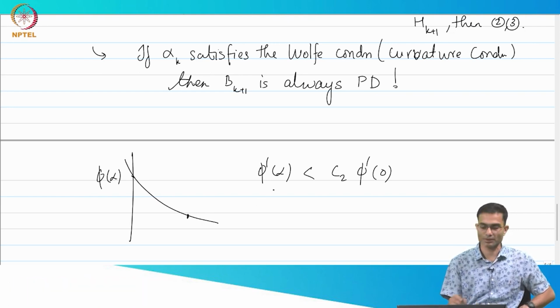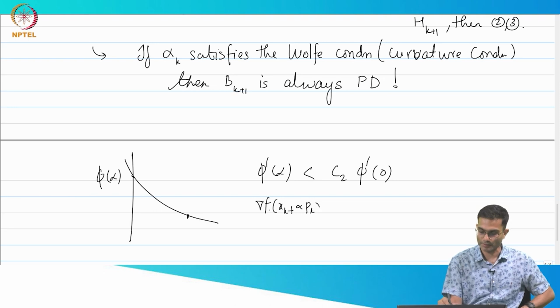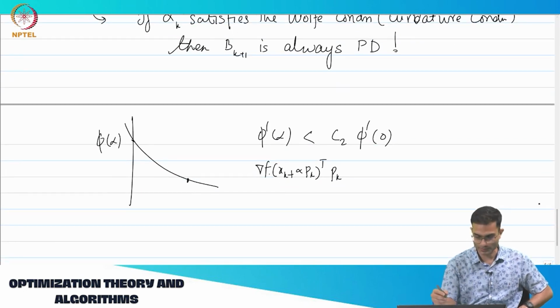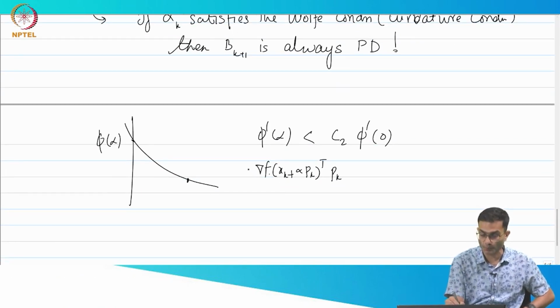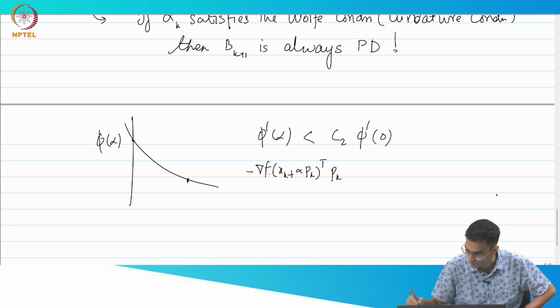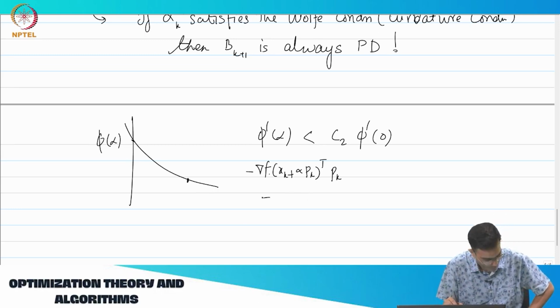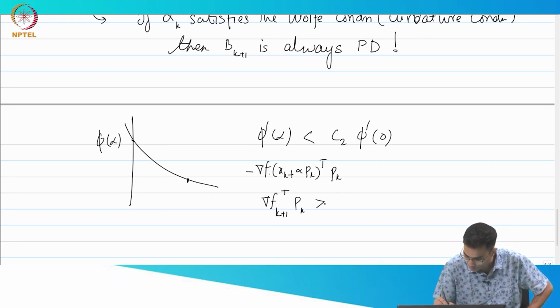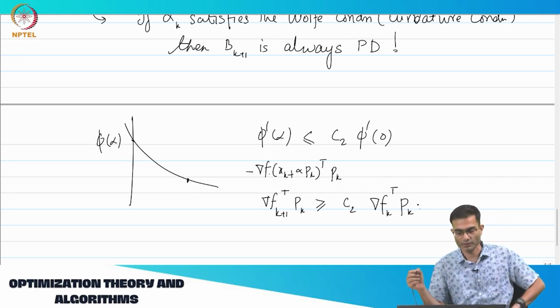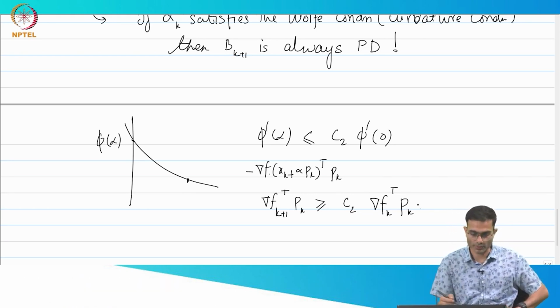So phi dash alpha was what? Grad f of xk plus alpha pk transpose pk, right? And similarly for this we can write it over here. But in order to get the slope with a positive sign, I had to put a negative. That's how we had worked it out. So basically what this would translate to is grad fk plus 1 transpose pk is greater than or equal to C2 times grad fk transpose pk. So if you are a little rusty on your curvature condition, this was a quick recap.